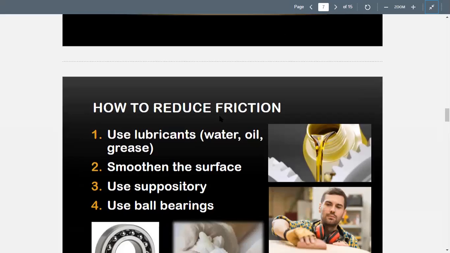When there's too much friction, how do we reduce it? For engines, like gears, we put engine oil. Oil is a lubricant. Water is likewise a lubricant. There's also this thing we call grease. Grease is used by mechanics to lessen the friction between mechanical or metal parts.